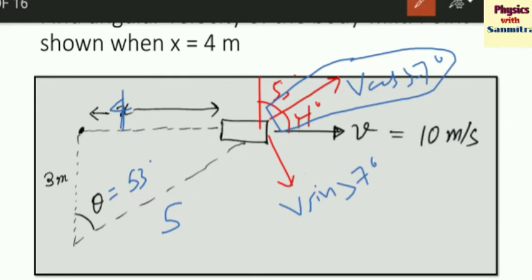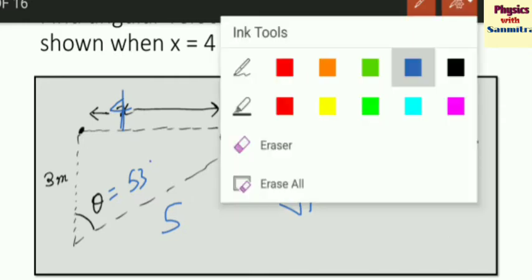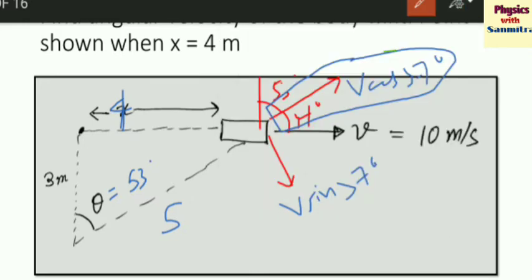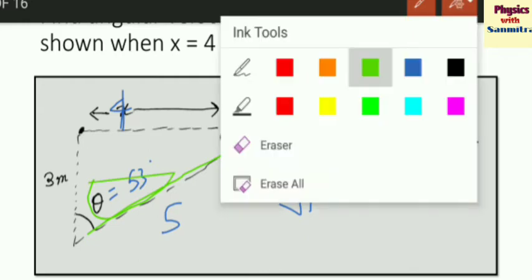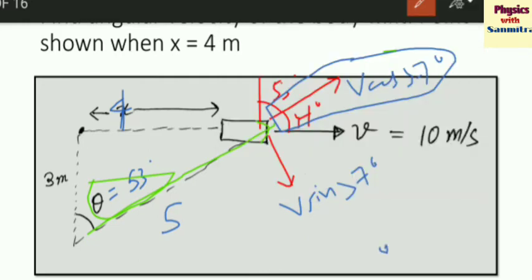Just V cos 37 degree, this component, this will move in line with this one. This will not contribute to the change of angle. I am repeating once again. Suppose I have a point P here, this point P, and I am moving a particle just like this. Will it contribute in any change in angle? No. It is just moving directly in line with the point.